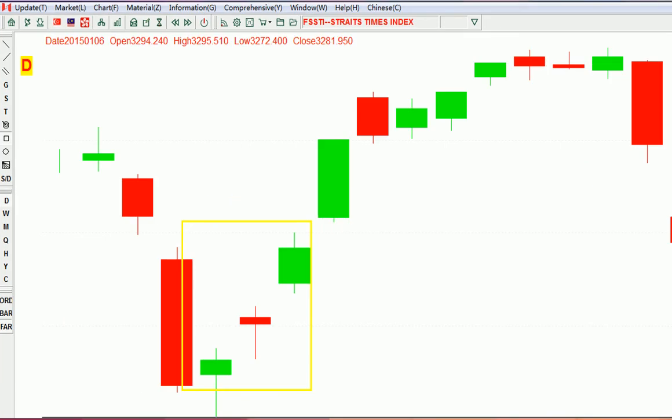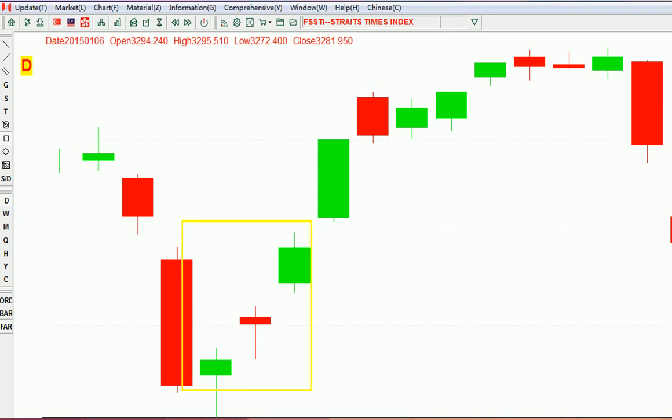Then we can see this one. 1, 2, 3. The high price, the close price is higher. This one is also three white soldiers. Then the price goes up again.